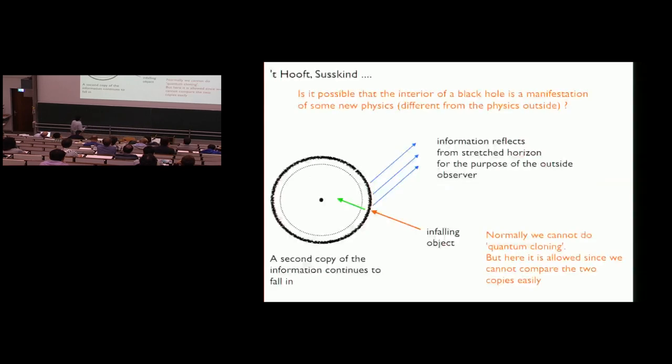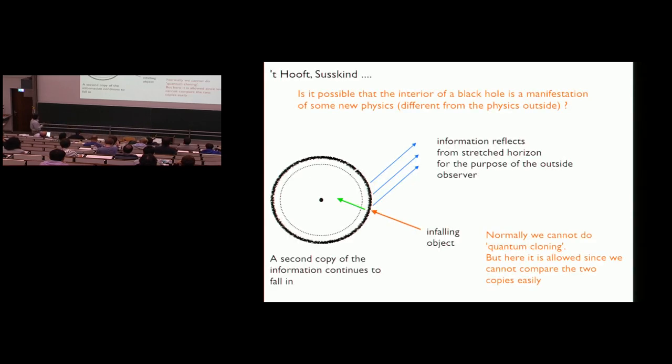The firewall argument tried to shoot down this complementarity, and initially they thought they could also shoot down fuzzball complementarity, but it turned out that was not correct. So in the end, it turns out that you can have a kind of complementarity, which is this fuzzball complementarity. There was actually a little hole in the AMPS argument, and I want to show you what that hole was. So let's begin at the beginning and learn the issues of complementarity.